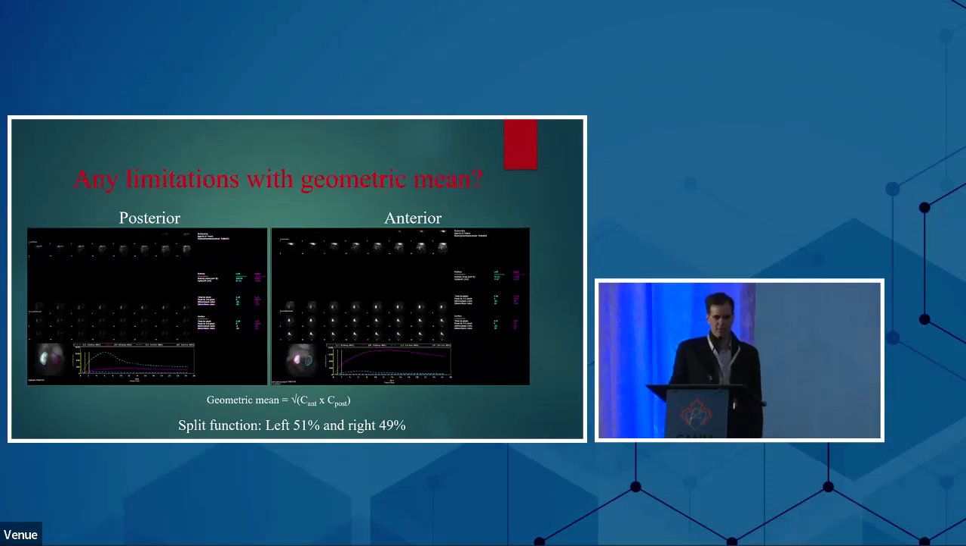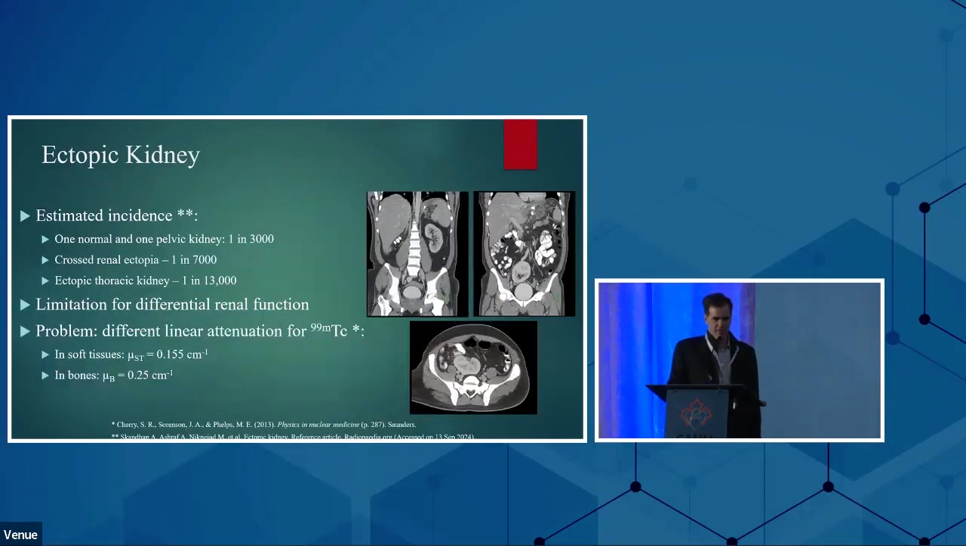But unfortunately, there is some limitation because the geometric mean does not correct for ectopic kidneys, especially the ones that are localized in the pelvis. There is a difference in linear attenuation coefficient in bones compared to soft tissues. Fortunately, that does not happen very often. The pelvic kidney occurs in less than one case in 1,000, but it's something to be aware of.